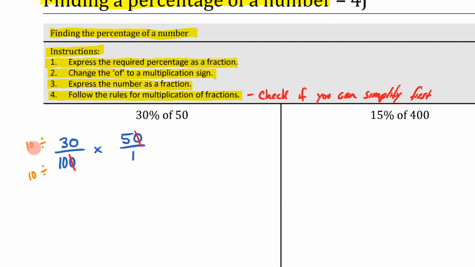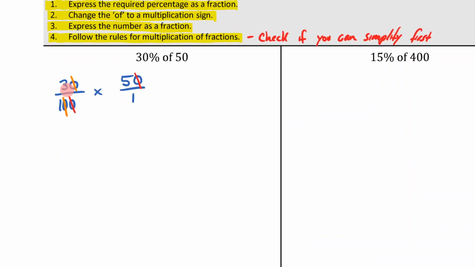Because 30 divided by 10 is 3, so I'll cross that one out. And 10 divided by 10 is 1, so I'll cross that one out. So as you can see, I crossed out this 0 with this 0. So again, if you wanted to do this really quickly, actually, let me write out what my final answer is here. So what I've got here is I've got 3 up the top, I've got 1 down the bottom, and then I've got 5 up the top here, and I've got 1 down the bottom.